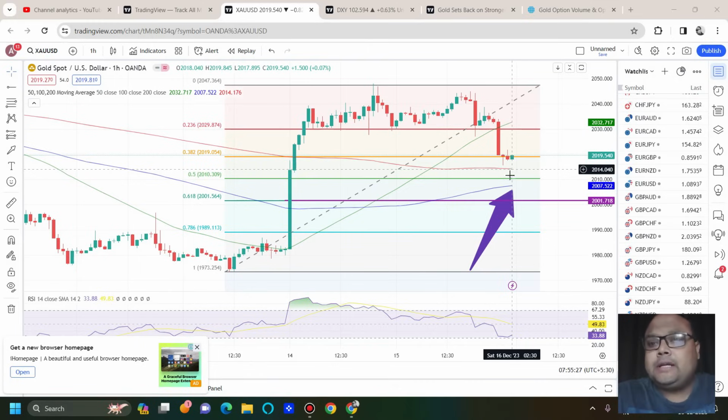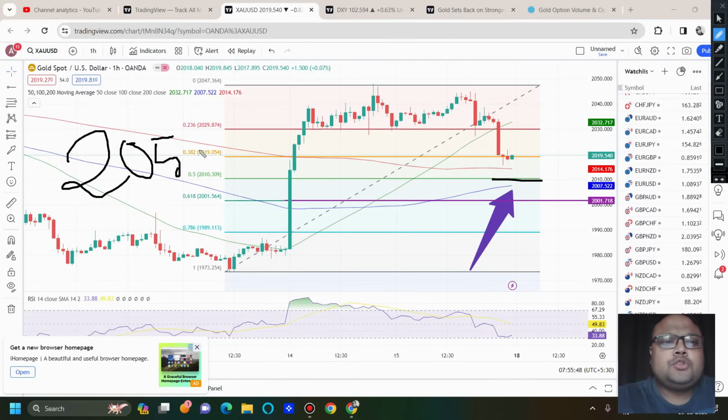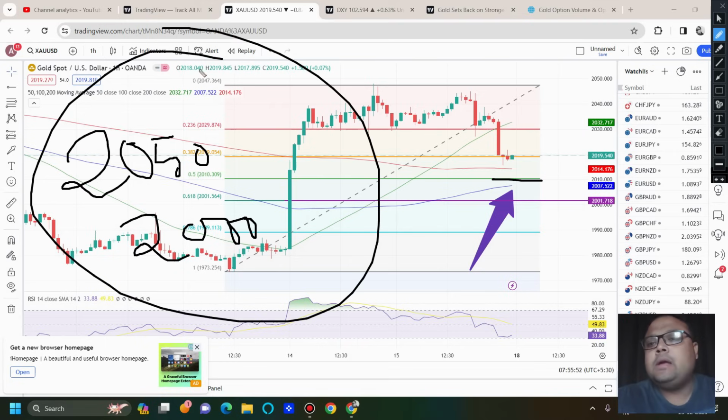On the other hand, we don't have any proper resistance on the chart right now. 2030 may act as a temporary resistance for day traders, but otherwise 2050 is the only logical resistance. Around 2010, we can expect some sort of buying if the volatility of the market is low. And because of Christmas, we can expect that the market should stay within the range of 2050 to 2000. That's it. And 2000, 2001 should be the best support for the market right now.